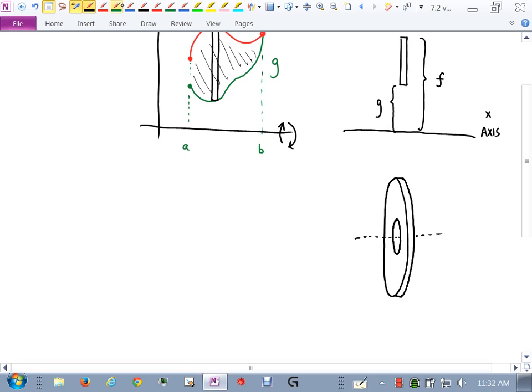Do you all see the rectangle? It was right in here. And when I wrapped it around the x-axis, it created a washer, didn't it? Like a washer. So we have this washer and we want to know what its volume is. So what's the volume of that washer?